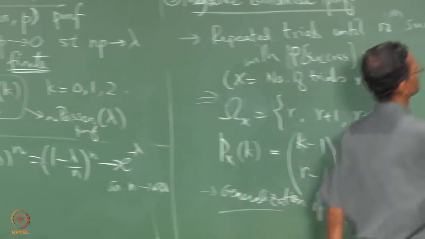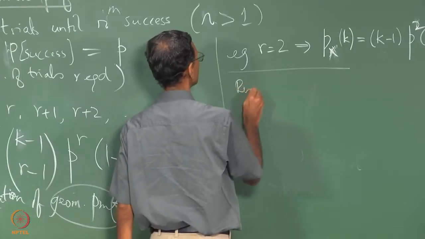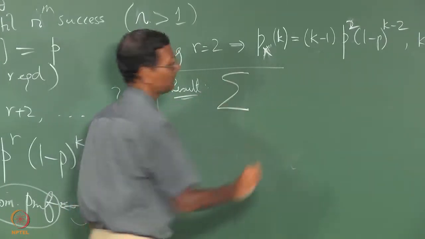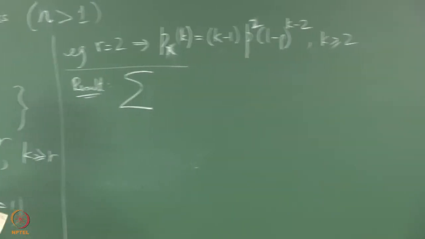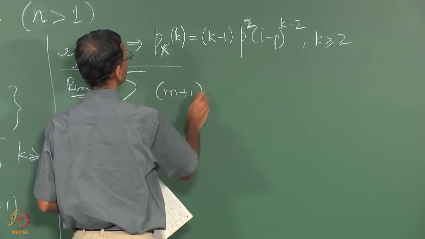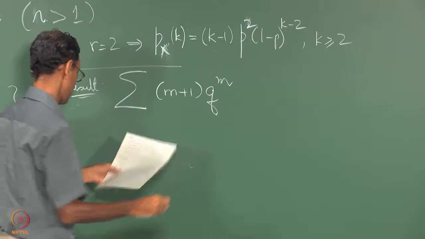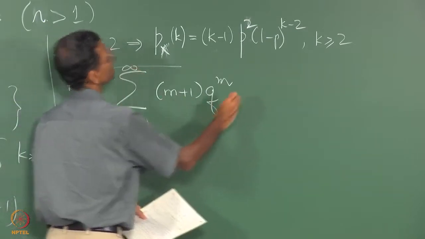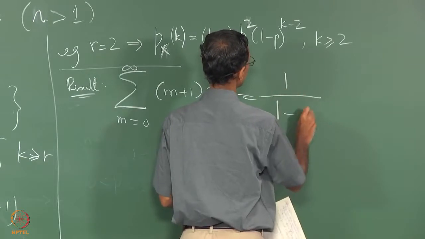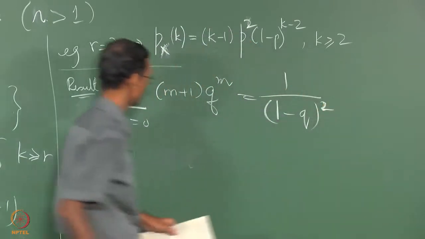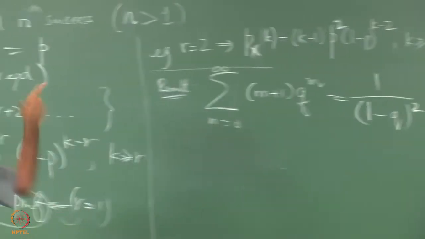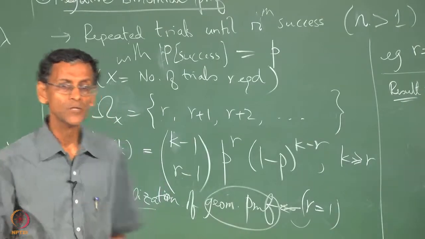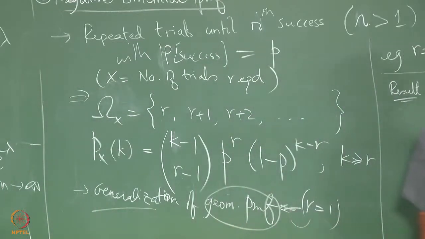So the result is basically this. Let me write it down here so I do not mess it up: the sum of m plus 1 times q to the power m, from m equal to 0 to infinity. What is this? This is 1 by 1 minus q, whole squared. This is another result which I expect you to remember. Of course, q is between 0 and 1. So this q is basically 1 minus p.